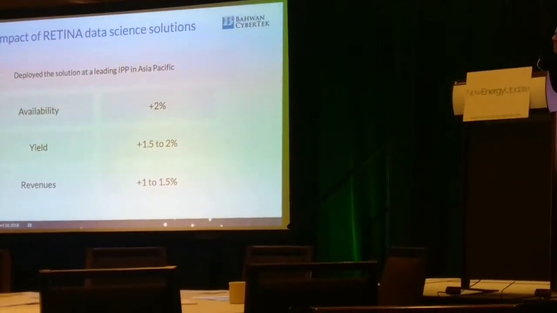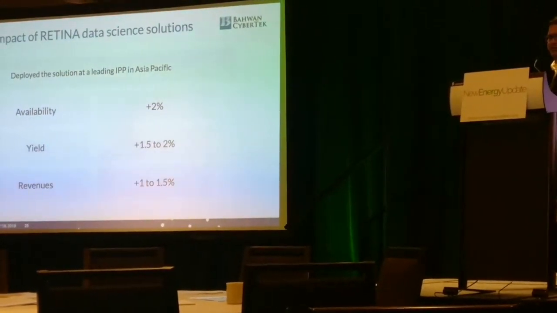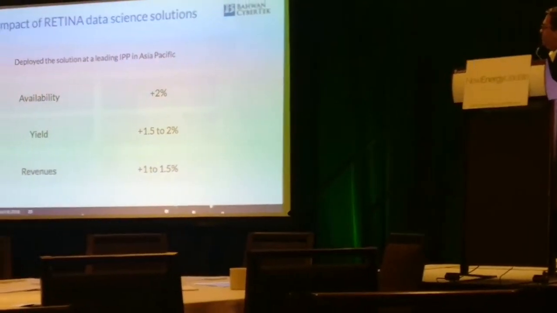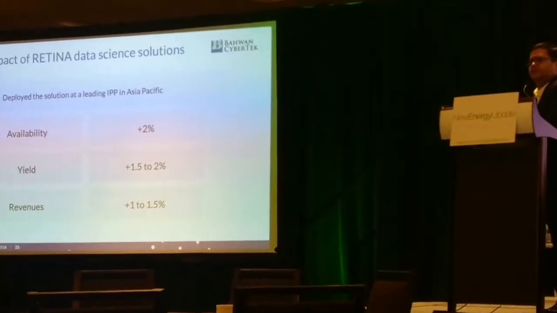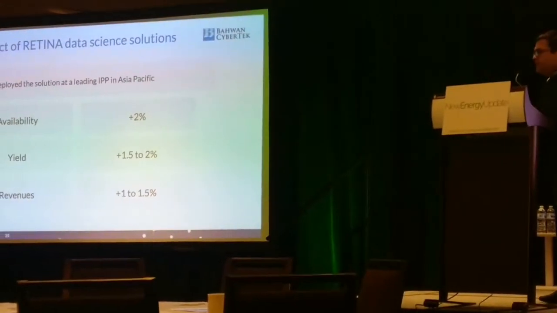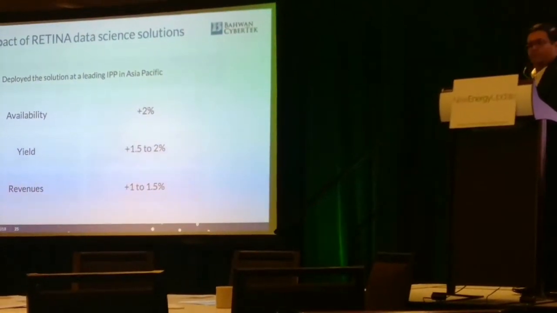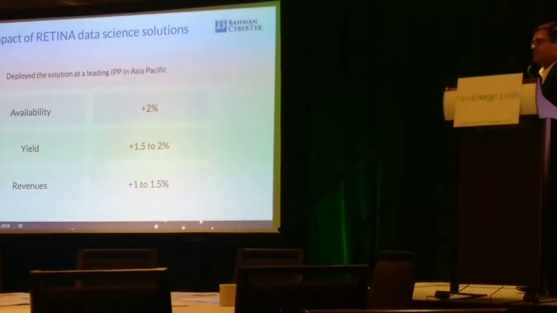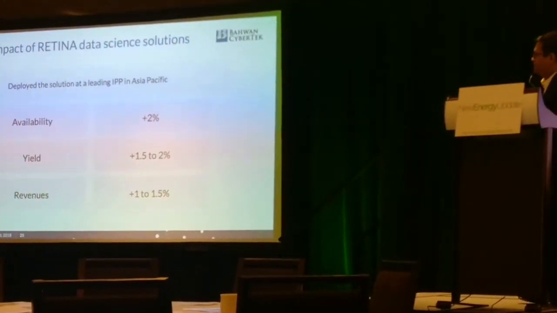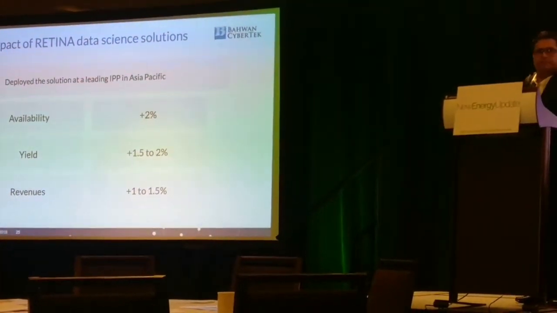So what was the business impact that our solutions could give to a set of customers? This is not from one customer, this is a collection of some customers. We could see that the availability in general increased by 2%. We also saw that the yield, in terms of what you could generate from your assets, increased from around 1.5% to 2%, and the revenues also kicked up by around 1 to 1.5%.